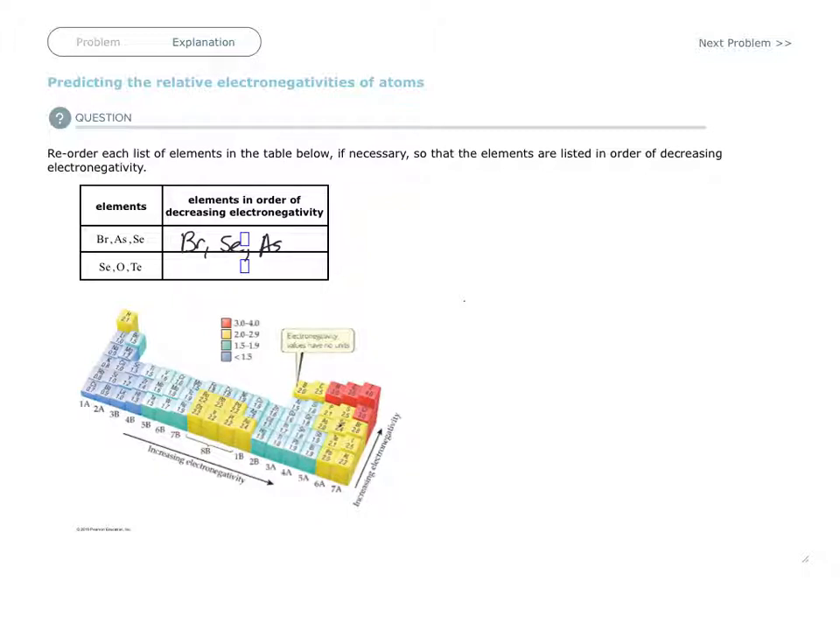So you want towards the top. We want the elements in order of decreasing electronegativity, so you want the biggest first. The biggest would be oxygen. So you have oxygen first, then you have selenium second, then you have tellurium third. So not bad. I think this is pretty easy, straightforward.